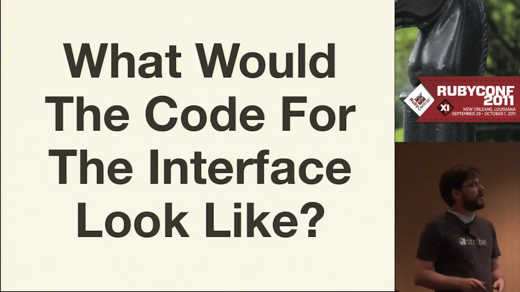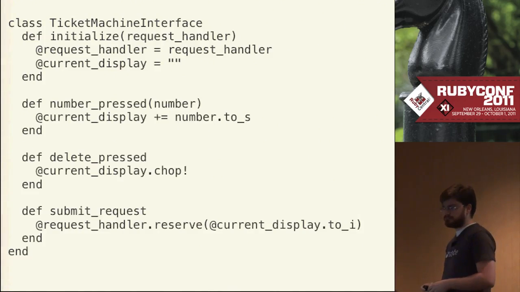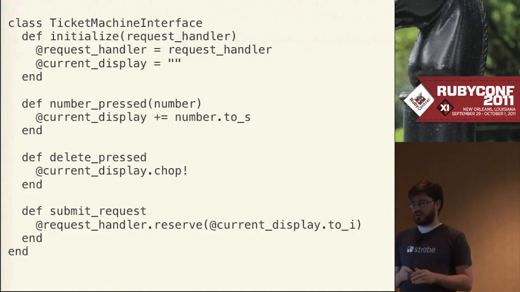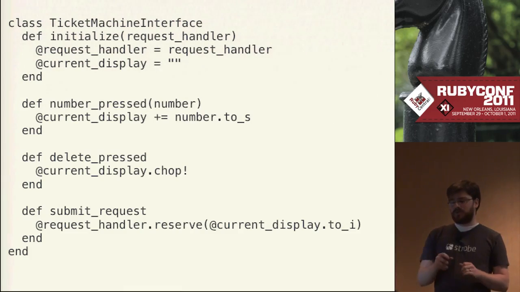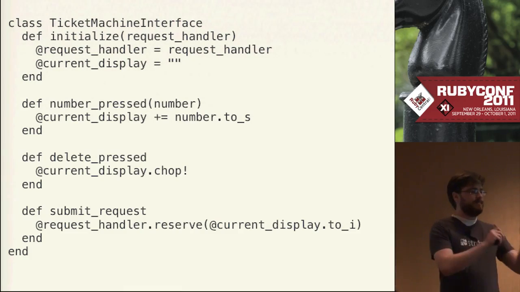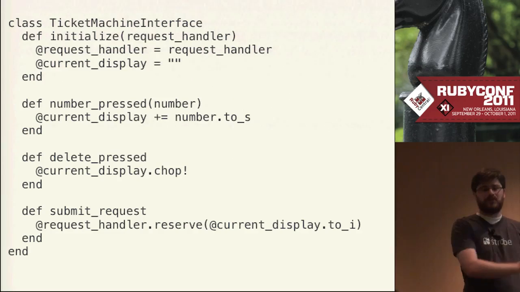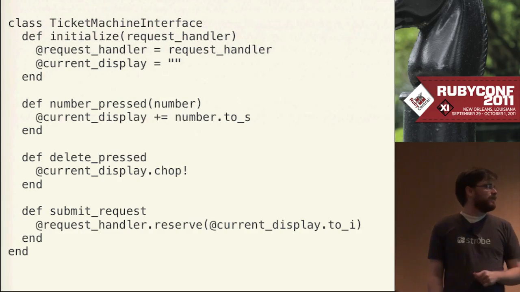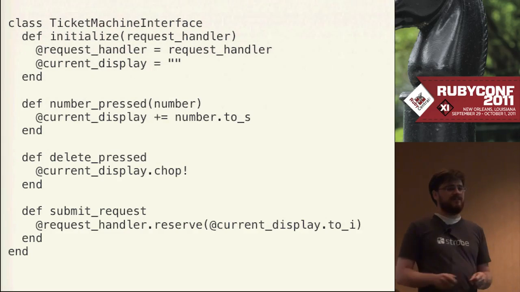So what would code for this interface look like? Maybe something like this. You have the ticket machine interface. On initialization, you have a request handler, and you store the current display. When a number is pressed, you add that number to the current display. When delete is pressed, you drop off the last number that went on. And when you submit the request, you tell the request handler to reserve the current display.